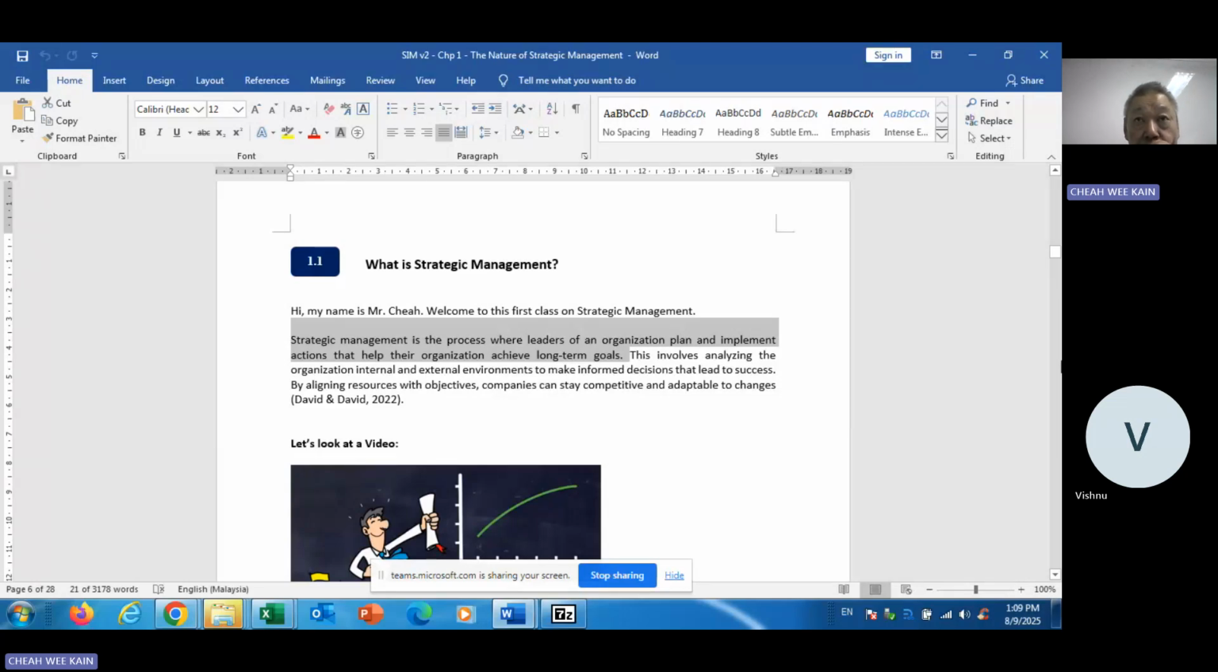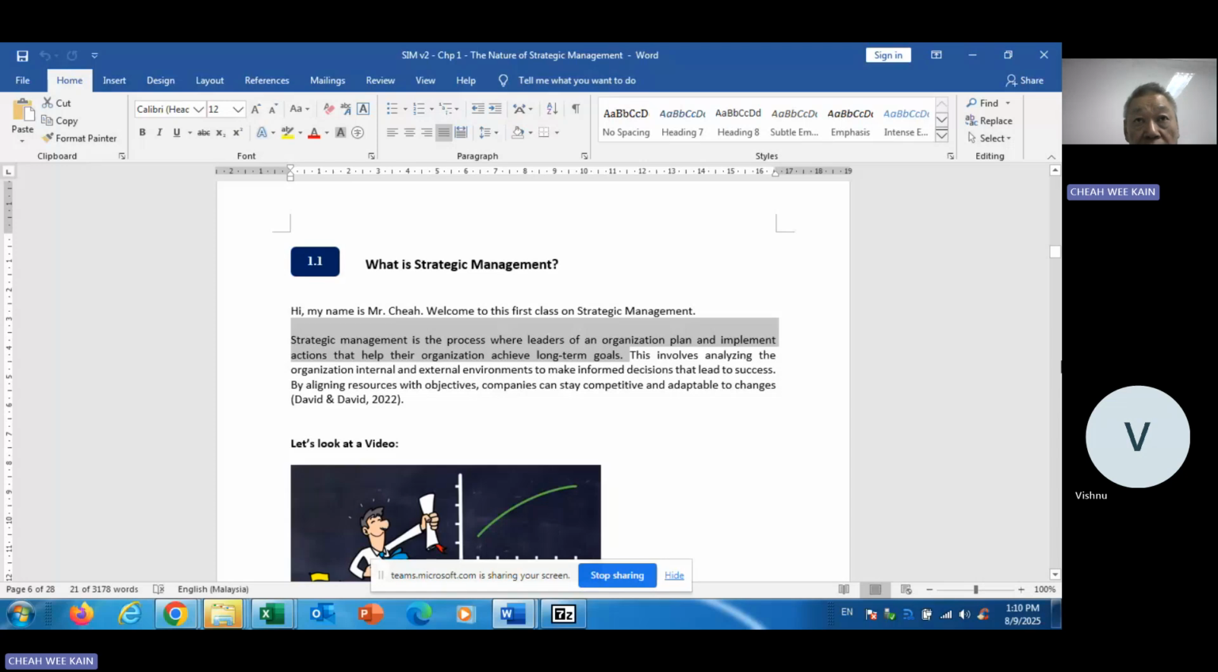So we need to evaluate the strategy that you make, and if there's a need for changes, because on and off there are a lot of changes, whether it's political, economic, social, or technology, or there may be changes within your internal environment, you may have to revise your strategies.